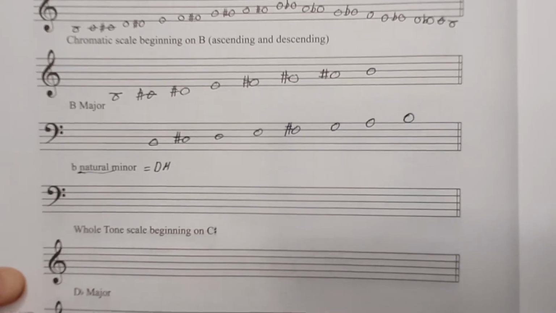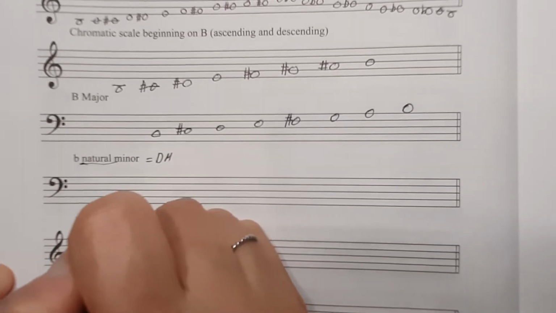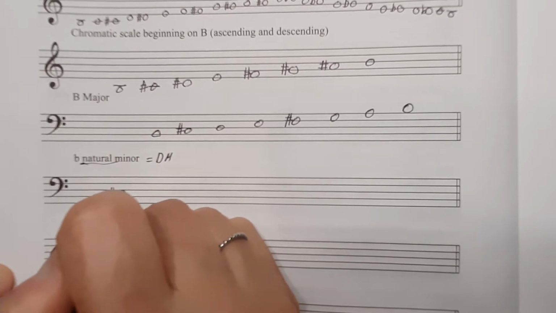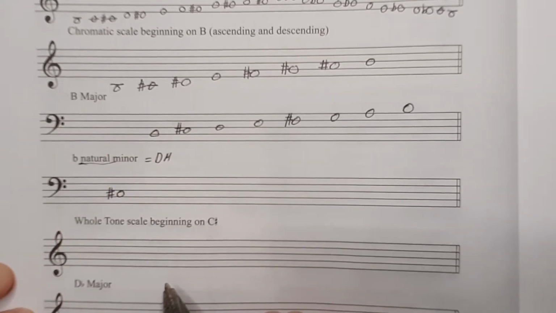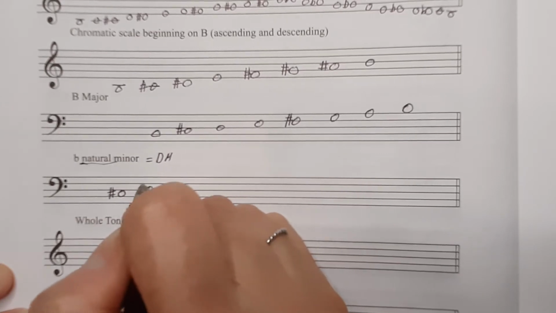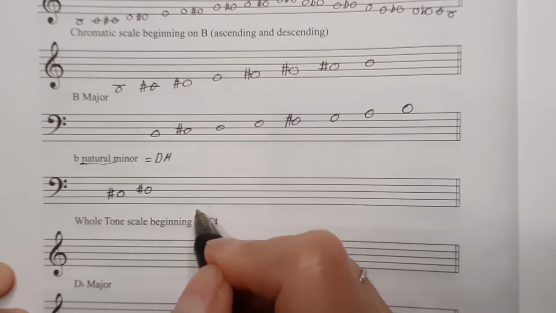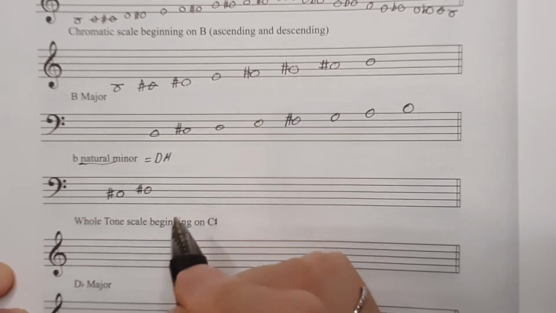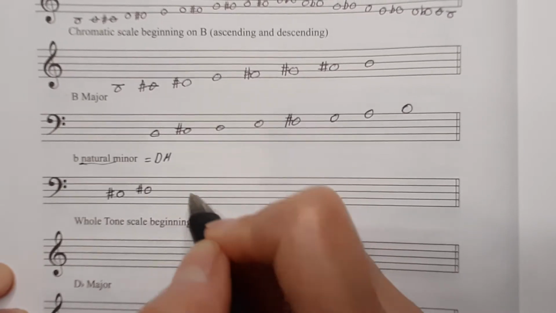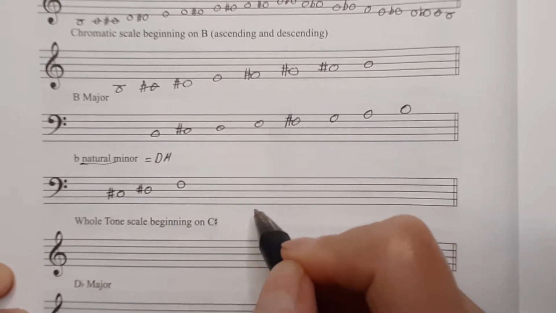Okay, now whole tone scale beginning on C sharp. Okay, here's a C sharp. What's a whole tone from C sharp? That's a black key, right? And there's a D and D sharp. And a whole tone from D sharp is, now you gotta imagine a keyboard in your mind. Okay, now there's D sharp, E, F, right? There's F.